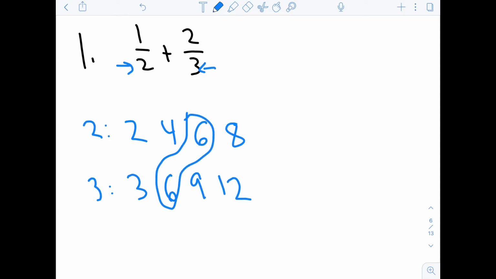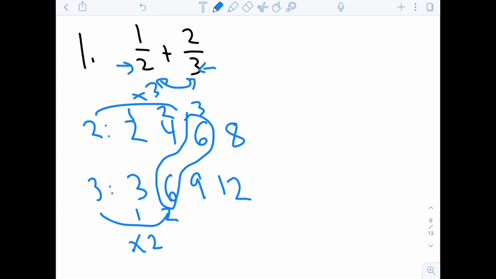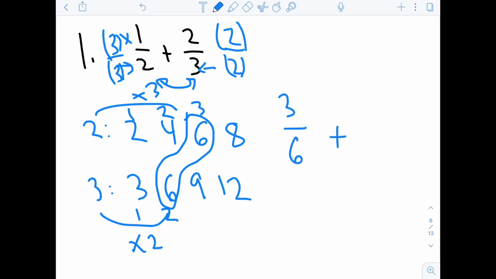So for 2 to get to 6, we have to multiply by 3, because it took 3 steps to get there. And for 3 to get to 6, we have to multiply by 2, because it took 2 steps. So basically, the 3 and 2 switch. We multiply this by 3 over 3, and this by 2 over 2. So 3 times 1 is 3, 2 times 3 is 6, and 2 times 2 is 4, and 3 times 2 is 6. So 3/6 plus 4/6 equals 7/6.